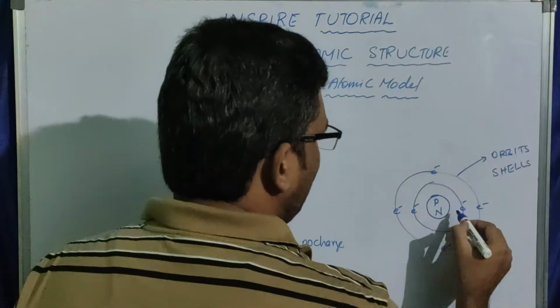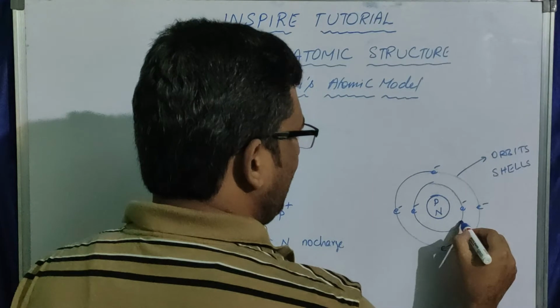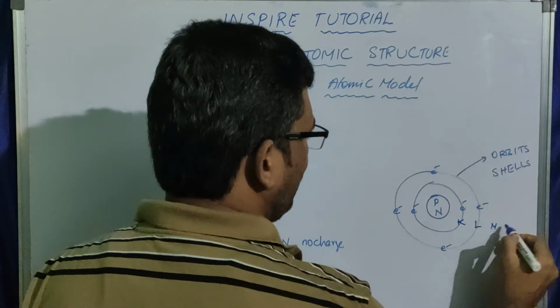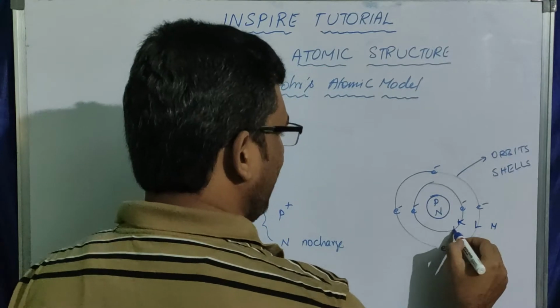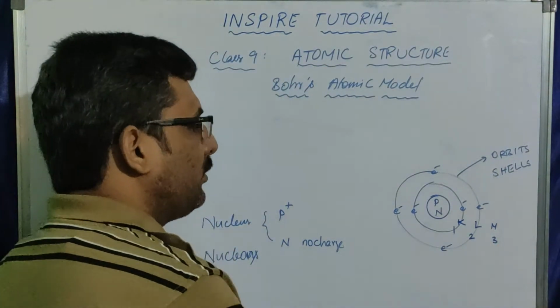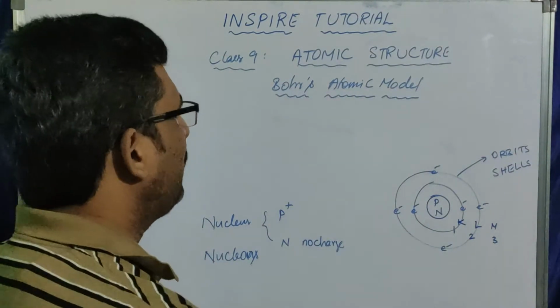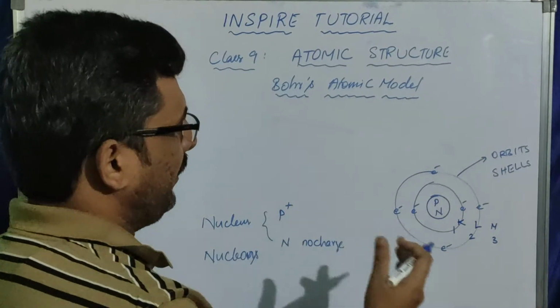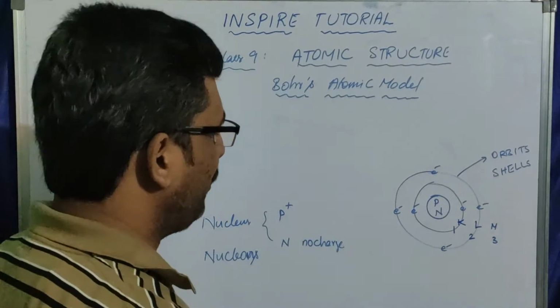The orbits can be represented with letters K, L, M and so on, or we can give numbering like 1, 2, 3 and so on. So this is the structure of Bohr's atomic model. This is how Bohr explains the atomic model.